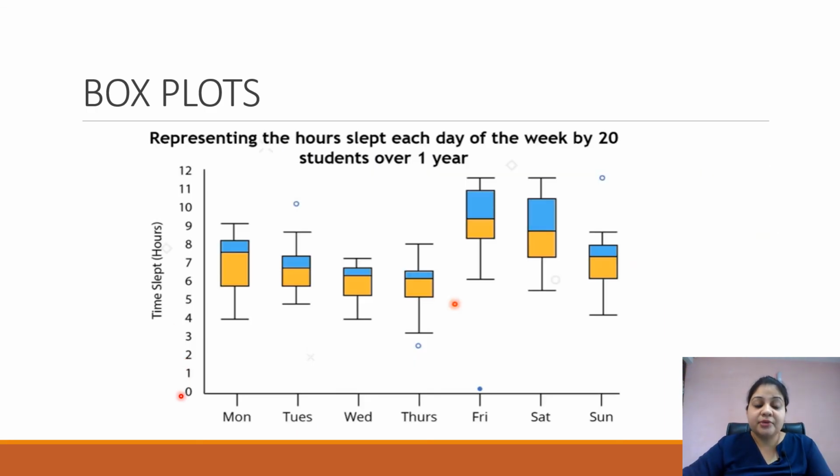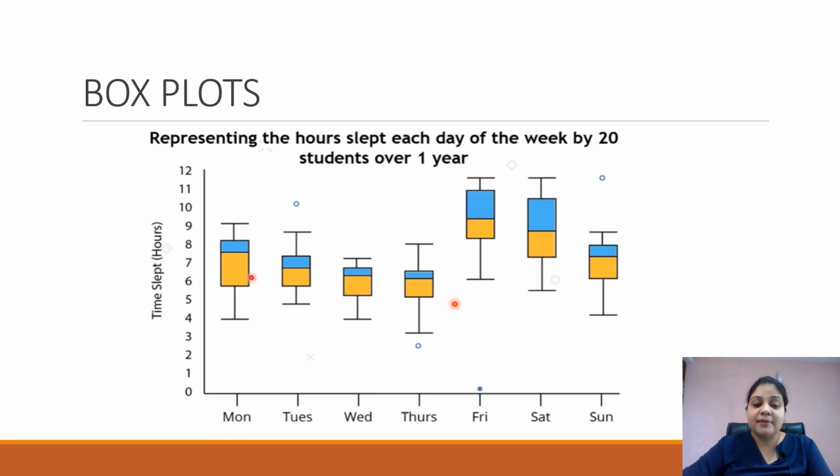This is another example where we want to use the interpretation of a box plot. If you want to represent the hours slept by students each day over 1 year, and we have the data for 20 students, then we can see that on Wednesday, the time spent sleeping is very much less compared to the time spent on Saturdays and Fridays.